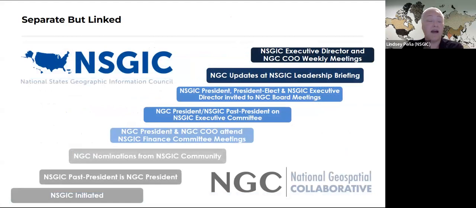So while they are separate organizations, NGC is its own standalone entity. It is not a part of NSGIC. It does have its own board. While we are separate, we try to make ourselves incredibly linked. And so this slide just gives you a description of all of the ways that the organizations are tied together.